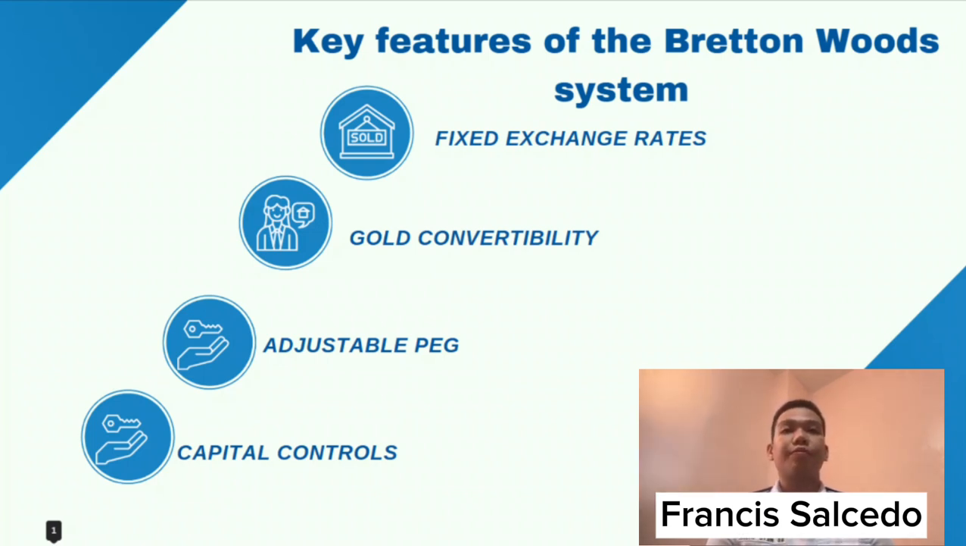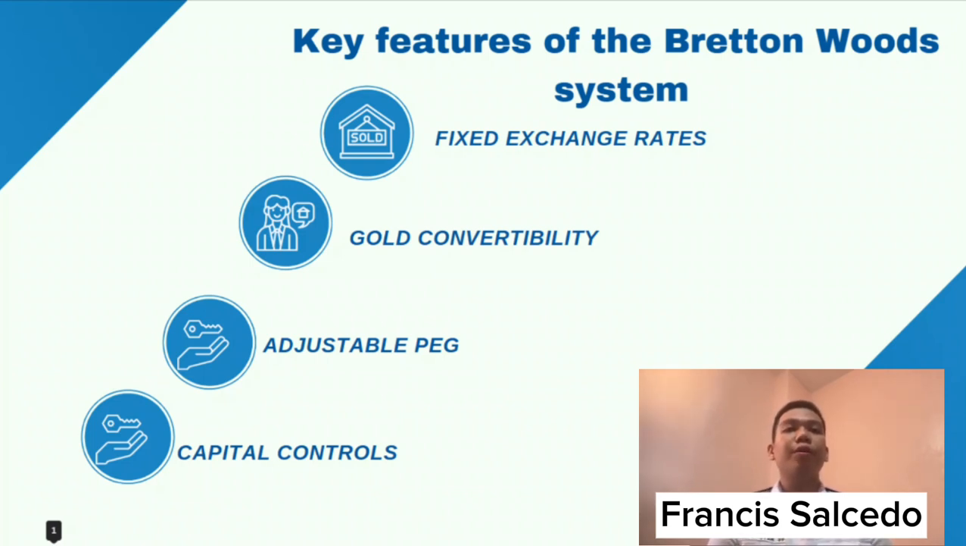Adjustable peg: while currencies were pegged to the US dollar, countries could adjust their exchange rate within a certain margin if they faced fundamental imbalances in their economies. Capital control: countries had the ability to impose capital controls to regulate the flow of funds across their borders and prevent speculative attacks on their currencies.